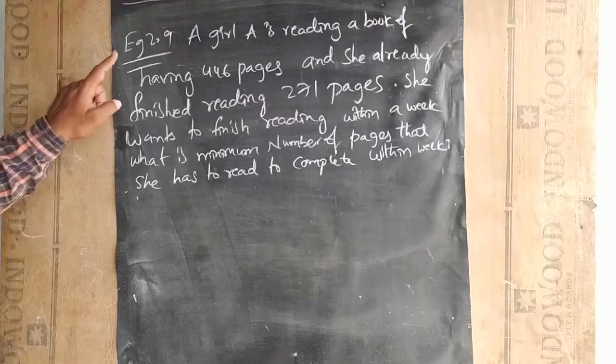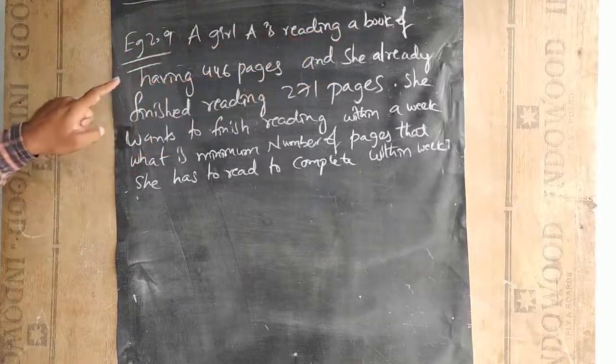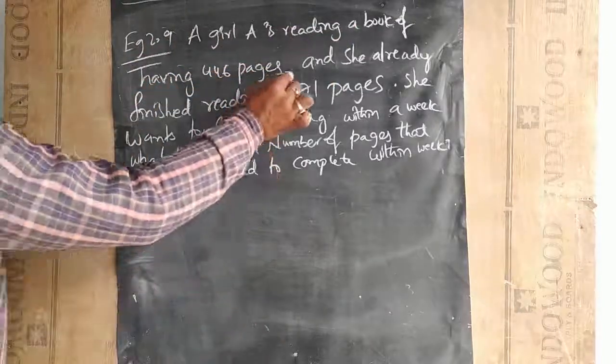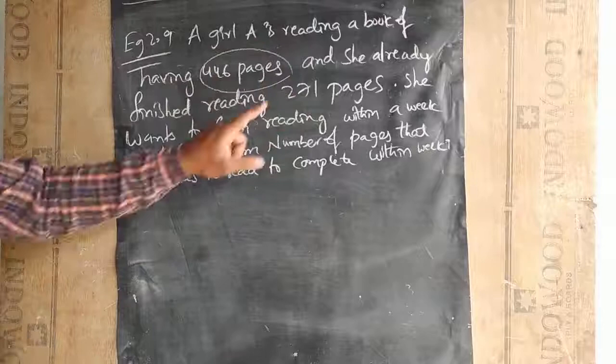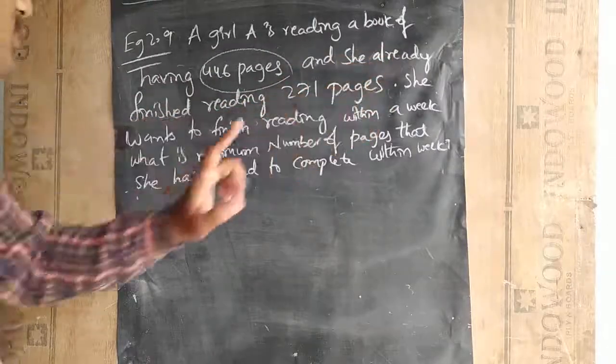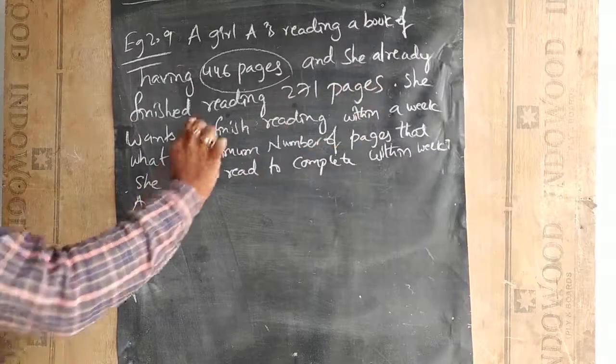See this question, students. Example 2.9. A girl A is reading a book having 446 pages. So total number of pages in the book is 446. And she already finished reading 271 pages. So already 271 pages are finished. So till here no problem.